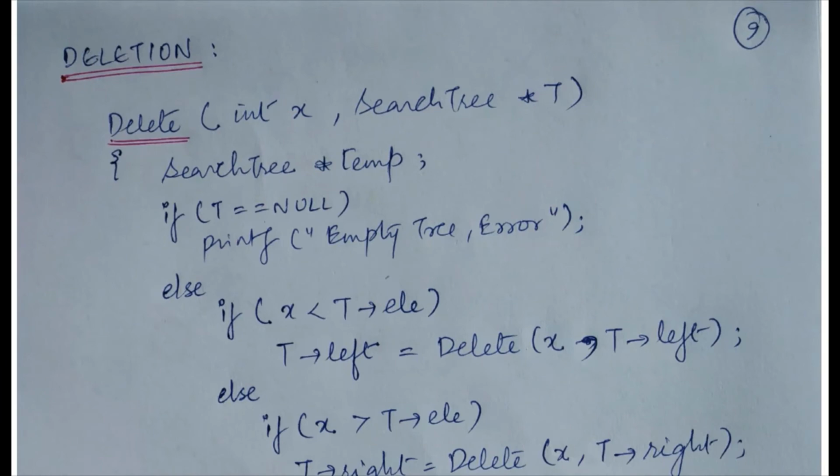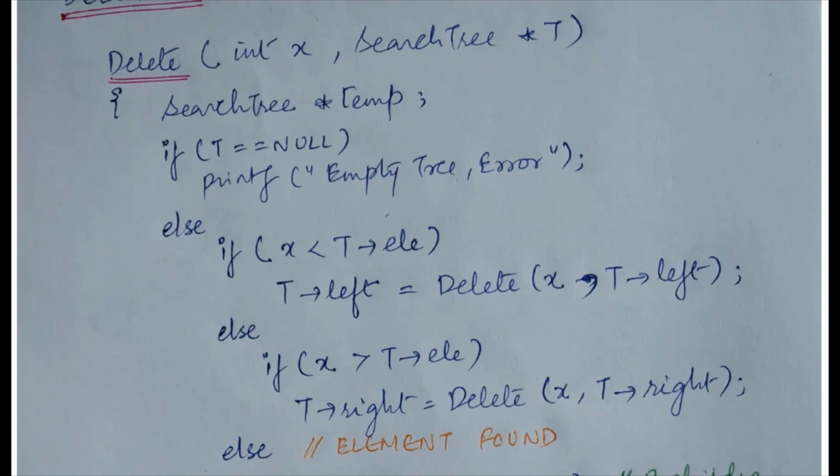If your t is null, you'll have an empty tree. That means you cannot delete any further. Maybe what you are trying to delete is not there, and you have been calling recursively the left or the right subtrees, and when you hit a null end where you don't find the element, that is an empty tree or an empty subtree, so you can just display an error.